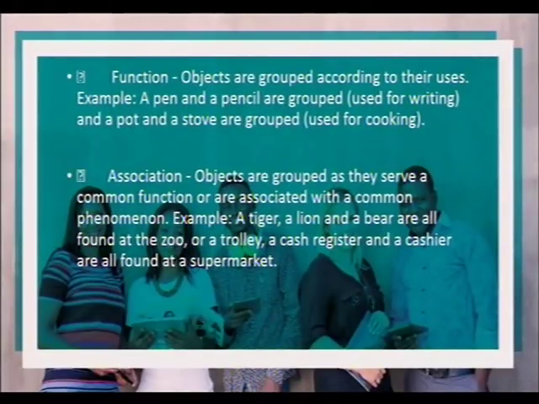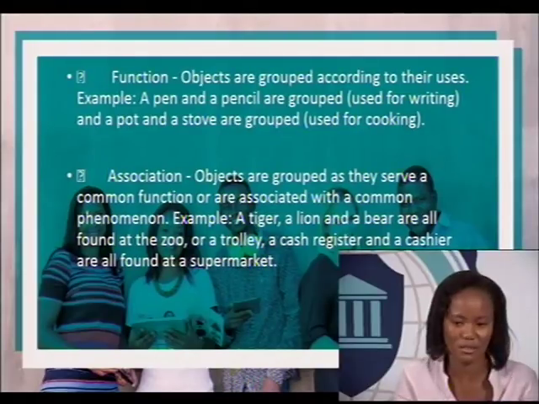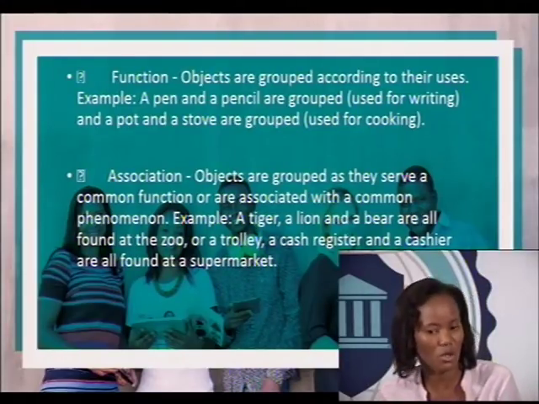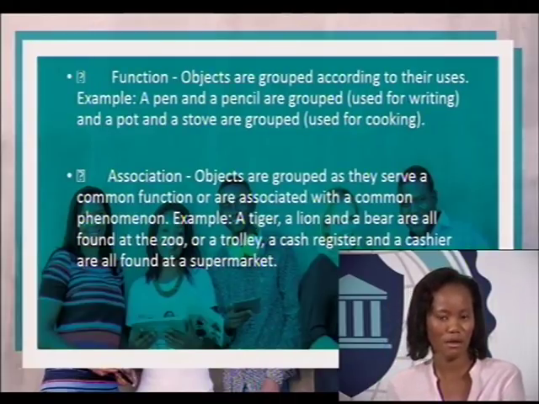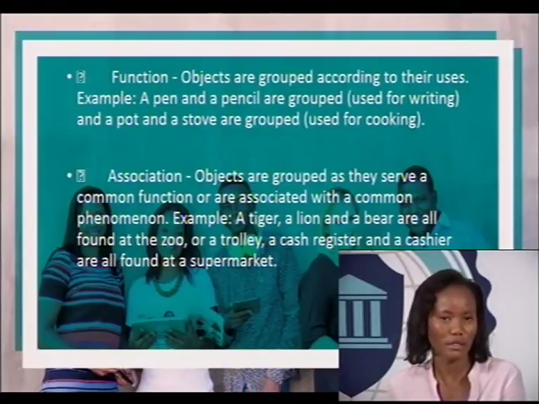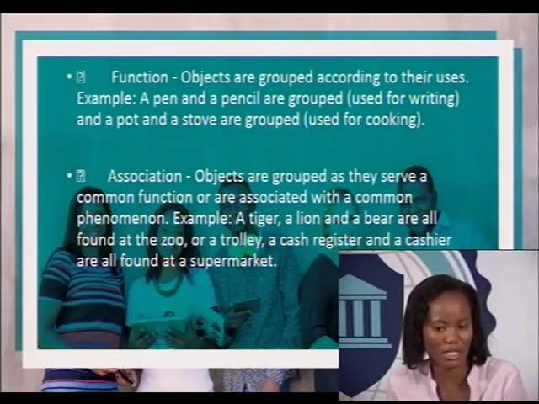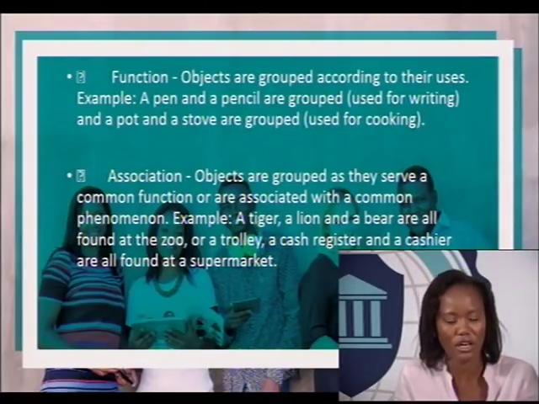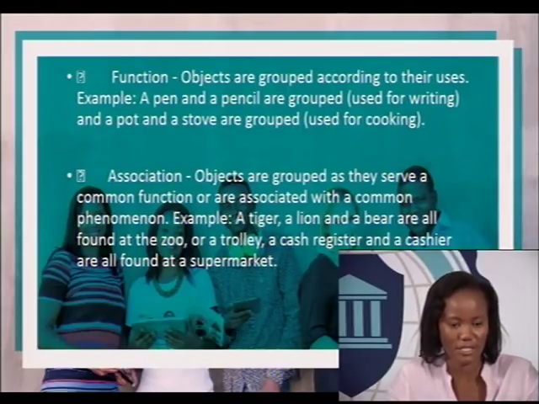We have functions. Objects are grouped according to their uses. So meaning you can group objects according to their uses, their functions. A pen and a pencil, they are grouped because they are used for what? For writing. And then we have a pot and a stove, they are grouped for what? For cooking. And then we have a shoe and a shirt. They are used for what? For clothing or for dressing. So we are grouping things according to their own functions.